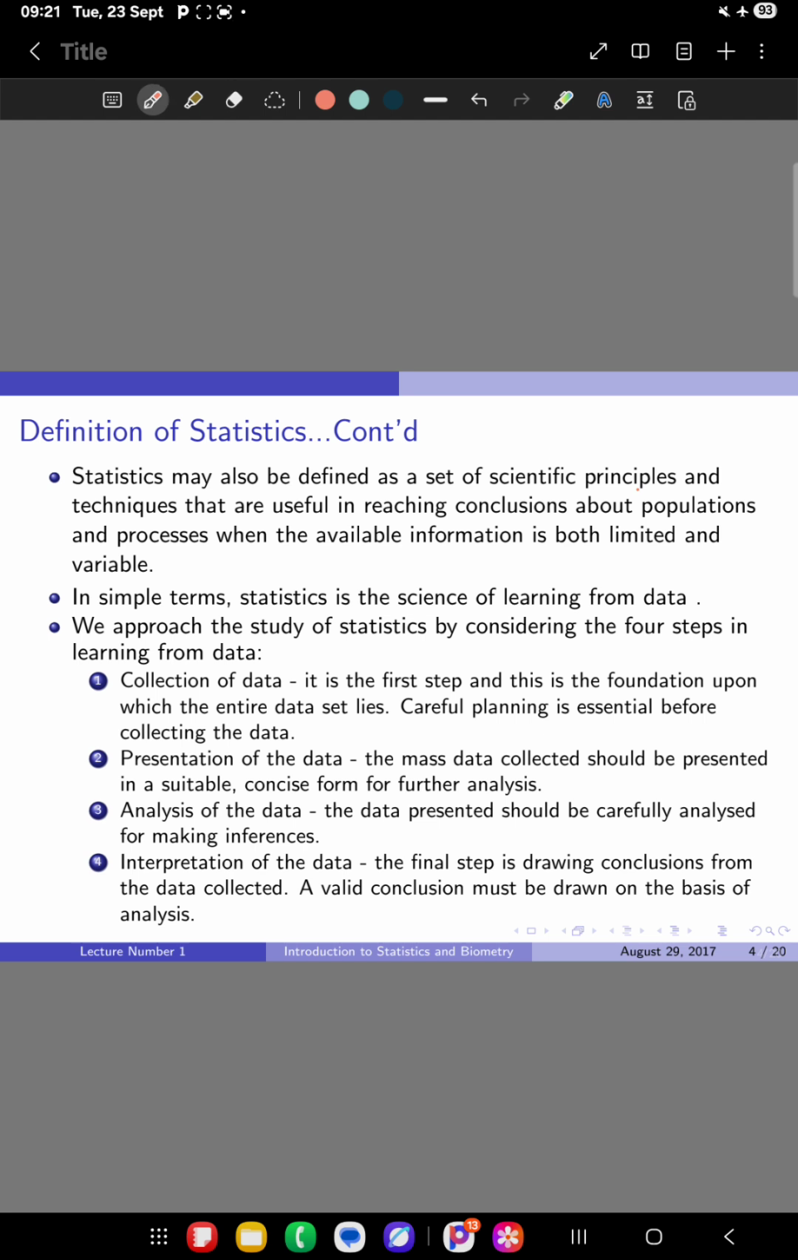Then the last one is you have to interpret the data. This is the final step. This is now you draw conclusions. Extracting important information is analysis. Then interpretation is now you come in as a human. Maybe sometimes you may use a computer, software like SPSS, to help you interpret the data. But sometimes you can, as a human, interpret the data. This is the final step. You're drawing the conclusion from the data collected. A valid conclusion must be drawn on the basis of the analysis. So from the analysis, that's when you can come up with a valid conclusion.